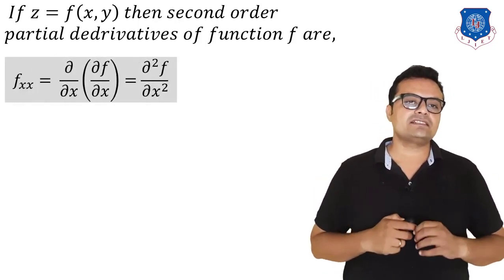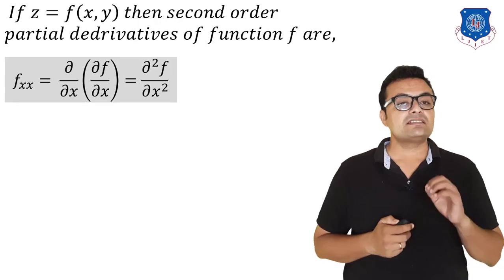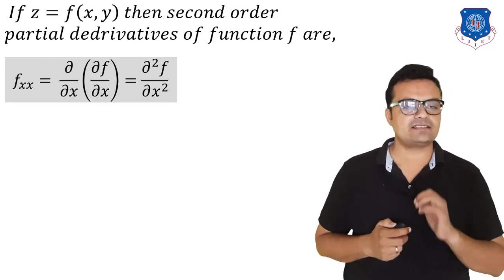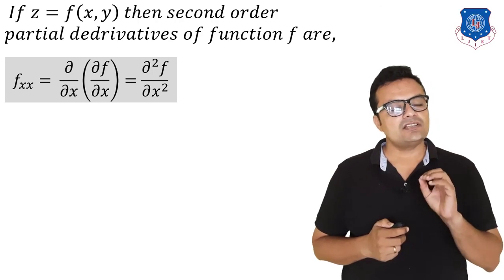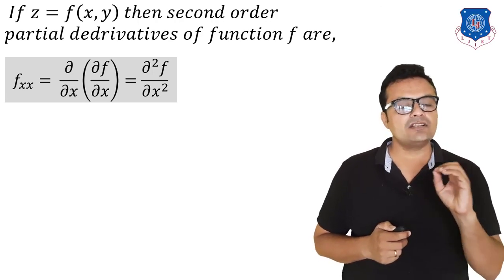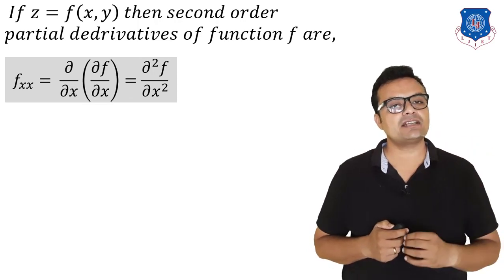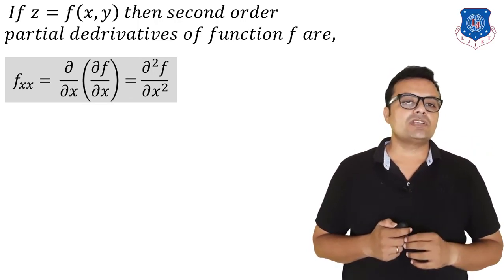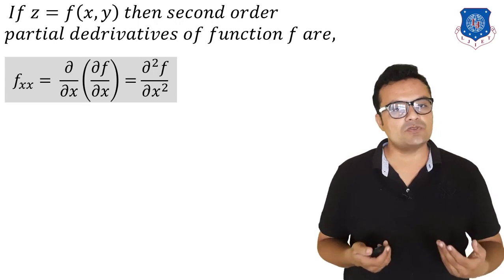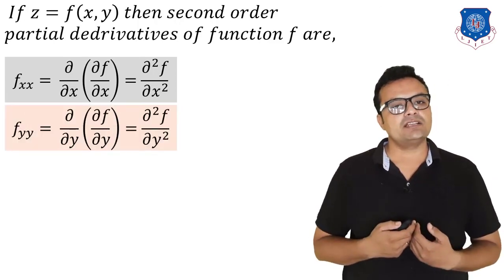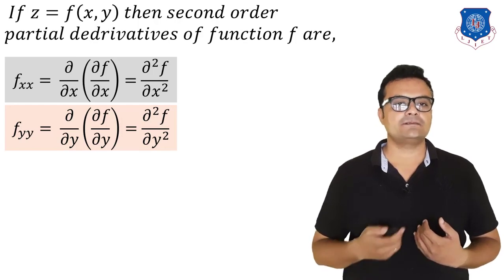So the first case is f sub xx, that means second ordered partial derivative of f with respect to x and x. So you can see clearly the idea is almost near to d square f upon dx square. But here I need to take partial derivative, so I am using del by del x. Similarly, f sub yy is del square f upon del y square.